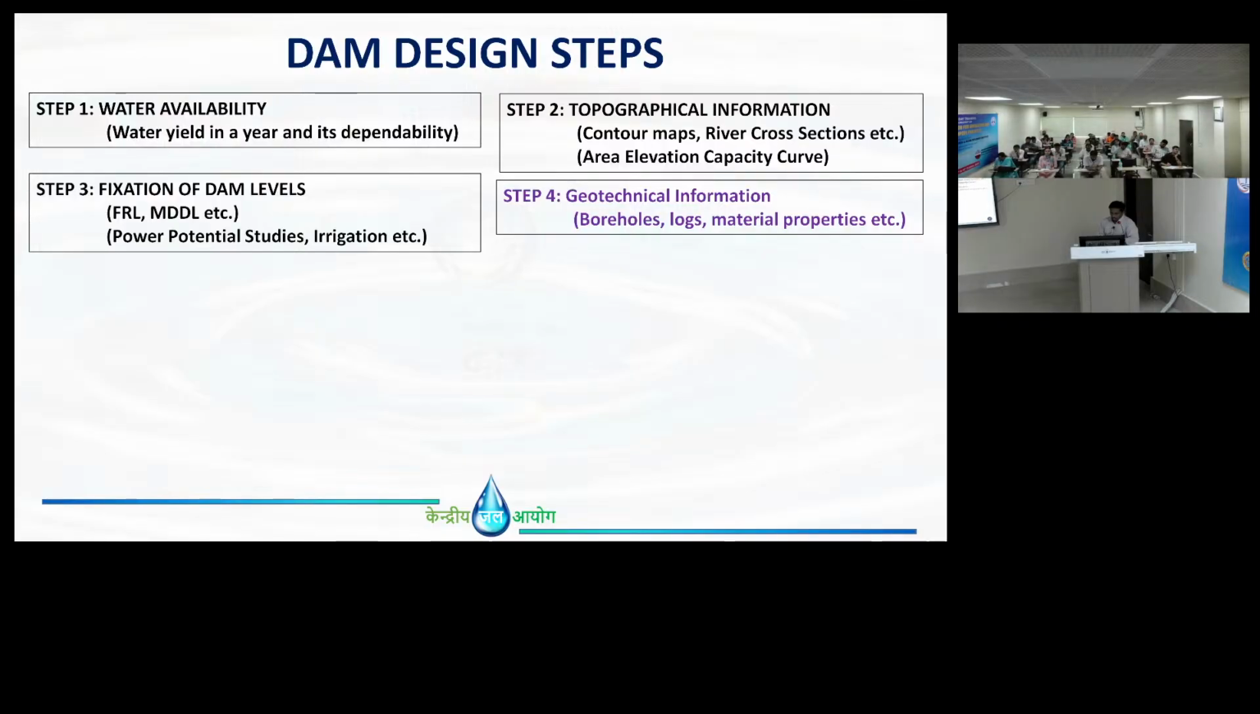So we have fixed FRL, MDDL, new zero elevation, everything, etc. So next step is to go for geotechnical information. So why are we doing this geotechnical information at this step, not at the first step? Can anybody tell? Why can't we do geotechnical information at the starting?